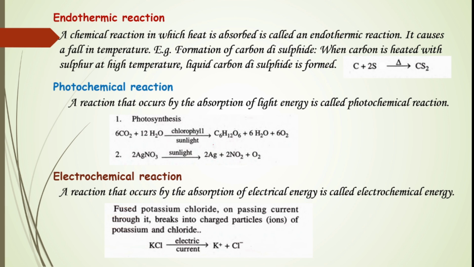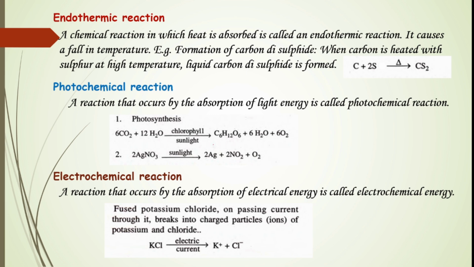Exo, giving out; endo, taking in. So a chemical reaction in which heat energy is absorbed, or we have to supply heat energy so that the chemical reaction may occur, is known as an endothermic reaction. When an endothermic reaction occurs, the temperature goes down. So exothermic reaction is giving out of heat energy, endothermic is taking in heat energy.